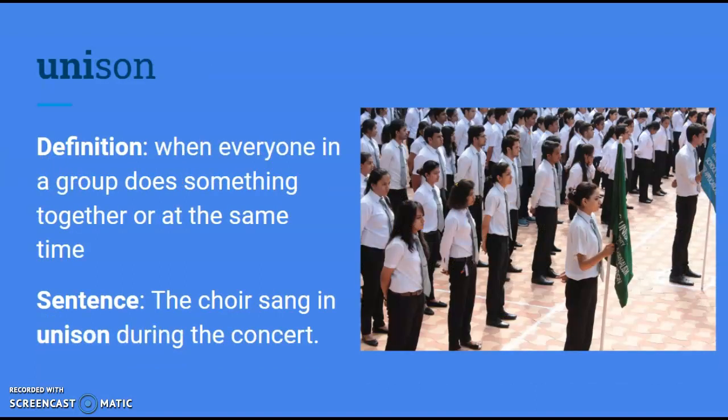Your next word is unison. This is when everyone in a group does something together or at the same time. So the choir sang in unison during a concert.